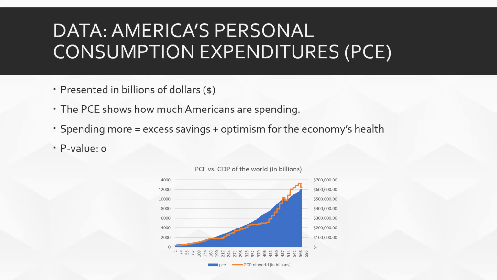So first we'll look at America's personal consumption expenditures. This is presented in billions of dollars, and it shows how much Americans are spending each year. If they're spending more, that means they have excess savings that they are spending on, which also means that the population is more optimistic about the economy's health. The p-value for this in the regression analysis is 0. So it is safe to say that this is statistically significant.